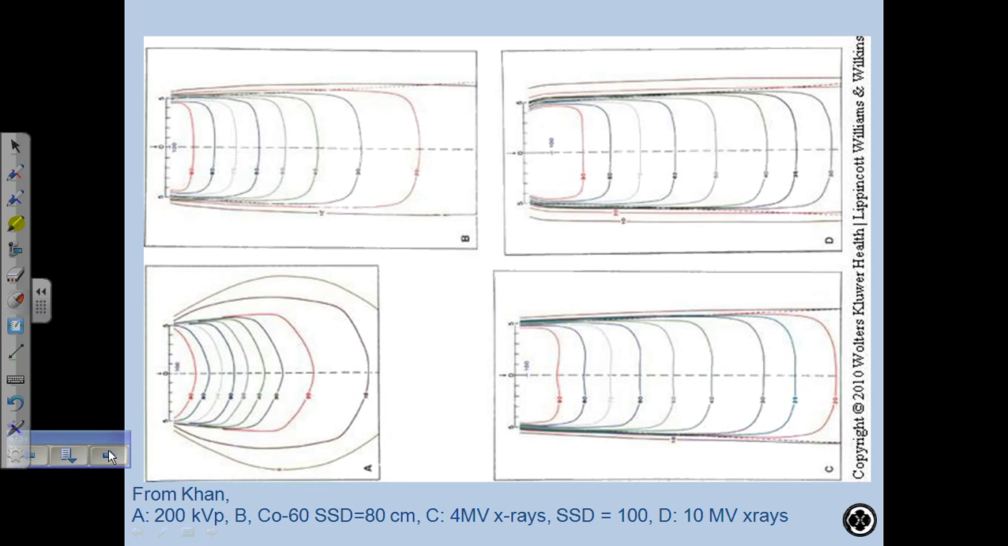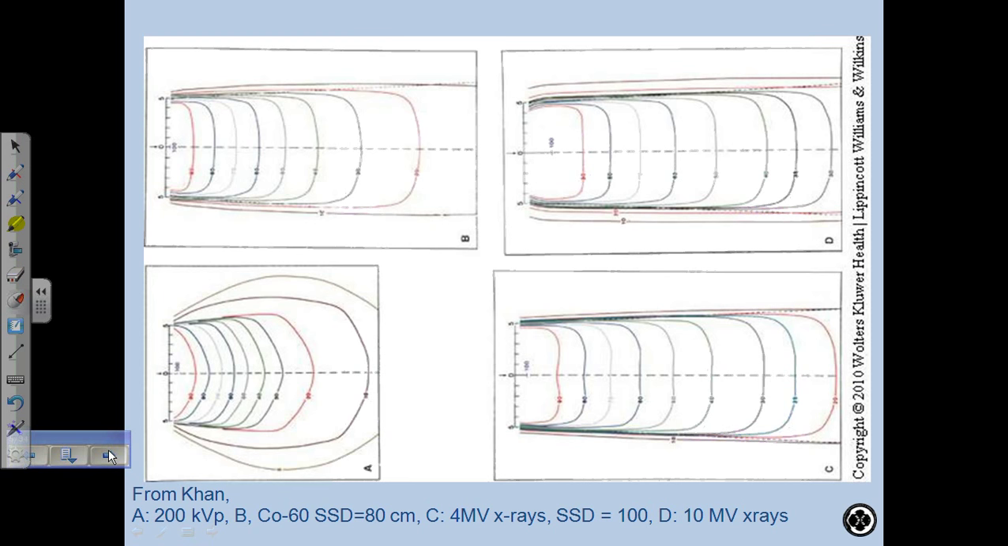Okay, these are some examples of isodose lines. This is from Khan's book, a screen capture from Khan's online. You know how you can go online in Khan's book and look at all the diagrams? I just pasted it on here, so it doesn't turn out as clear as I thought it would. Anyway, A is 200 kVp, this one here. Sorry it's rotated, but they're lateral beams, right? So A is a 200 kVp.